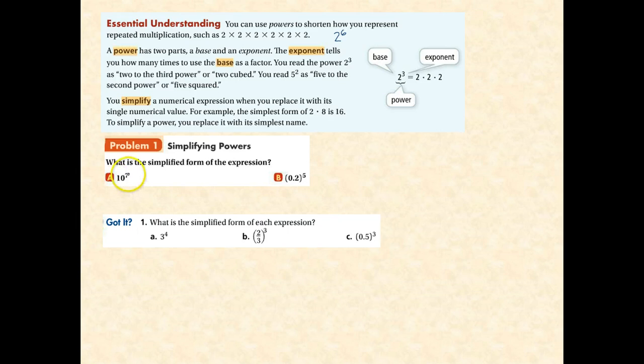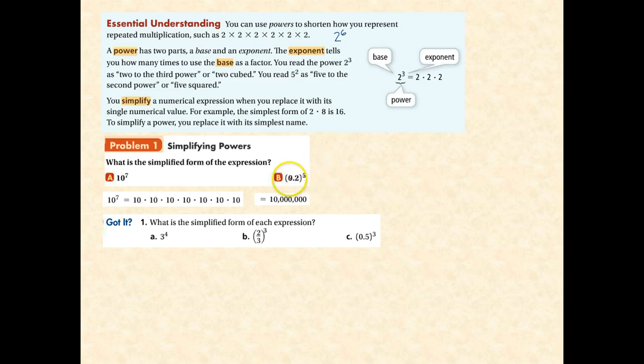Well, what does 10 to the 7th mean? It means 10 multiplied by itself 7 times. So 10 times 10 times 10 times 10 times 10 times 10 times 10 is going to be a 1 with 1, 2, 3, 4, 5, 6, 7 zeros after it. So that's 10 million.